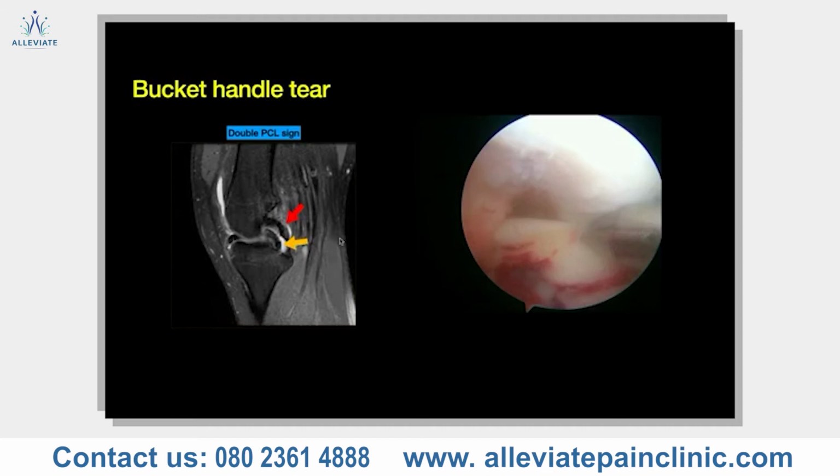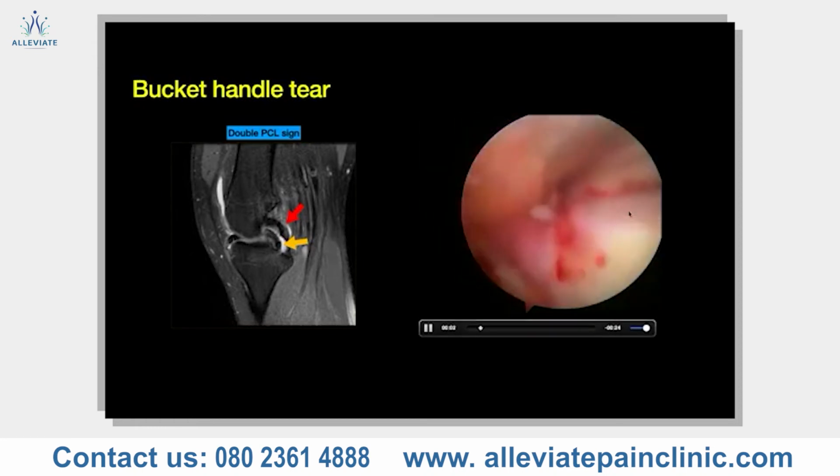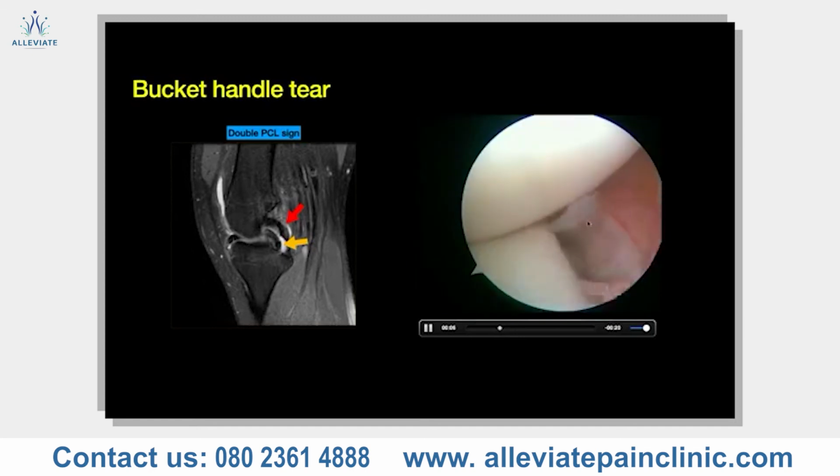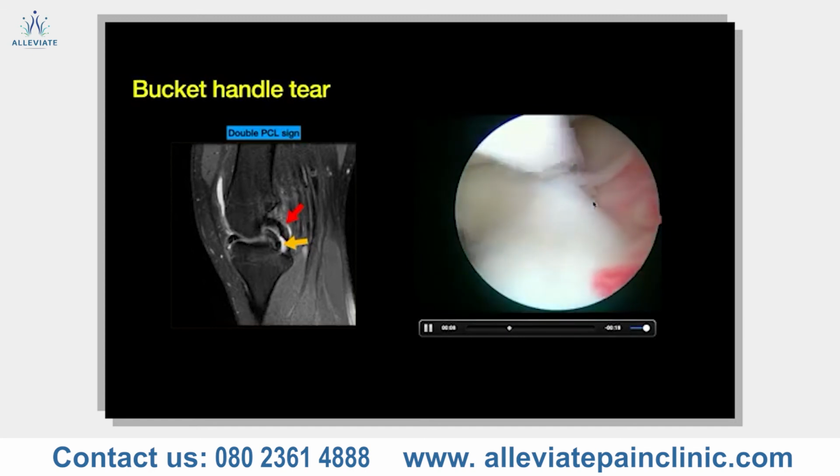When you see this sign in your MRI, it is a classical finding for a bucket handle tear, and these patients can have a locking of the knee, and they won't be able to completely straighten their knee. They may also have severe pain. Here you can see the meniscus being flipped into the joint. We are trying to unflip the meniscus.